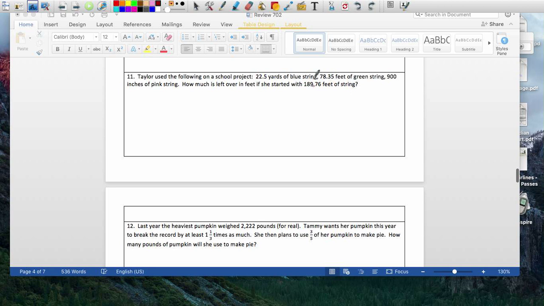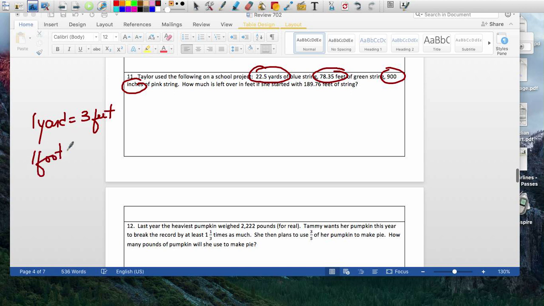Okay, so let's figure out how much all this is in feet. We have to change all that into feet. I know that 1 yard is 3 feet. I also know that 1 foot has 12 inches, so I'm going to work with those ratios. So 22.5 yards, if I want to change it to feet, I multiply it by 3. 22.5 times 3 equals 67.5.